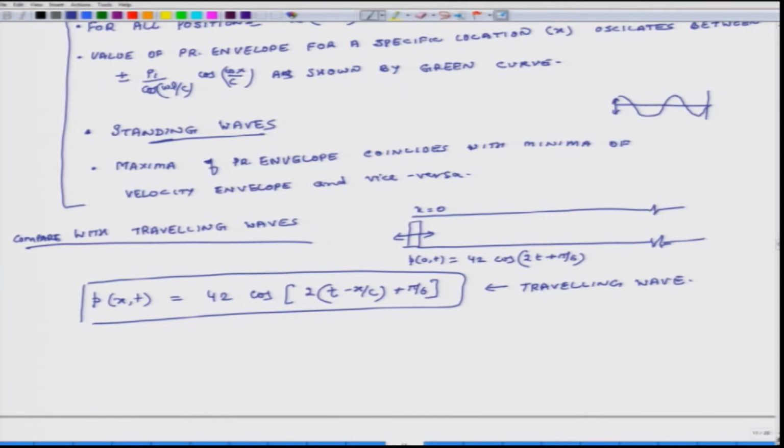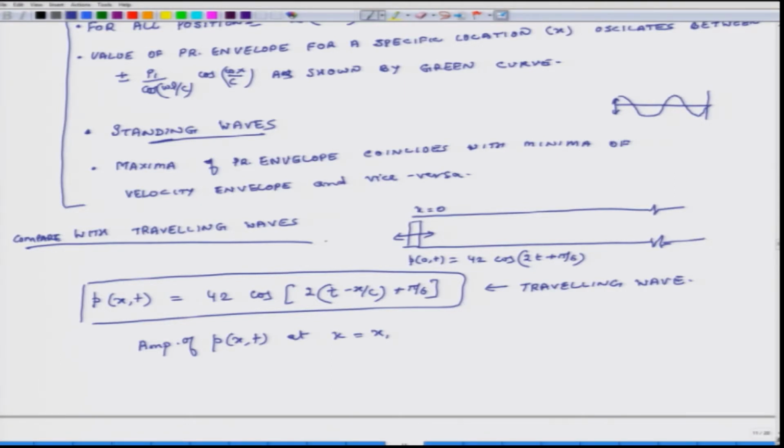So, when we look at this, the amplitude of p(x,t) at some location x equal to x1. What is the amplitude? It will be the amplitude 42 cosine(2t minus x1 over c plus pi over 6), right, whatever is the amplitude. And what is the amplitude of that?